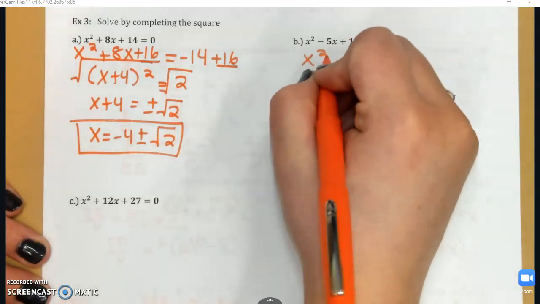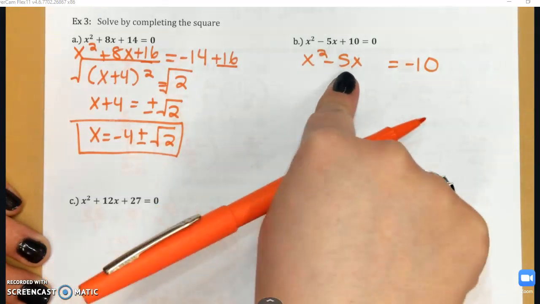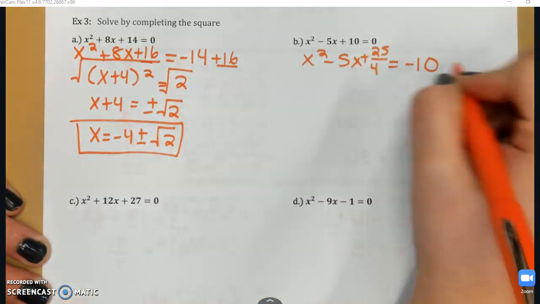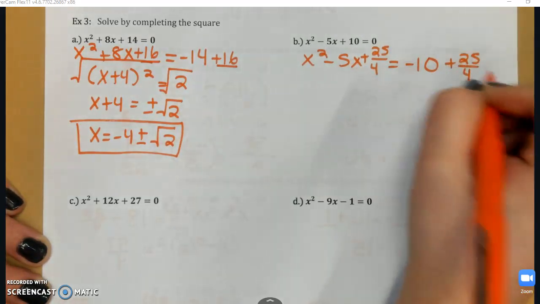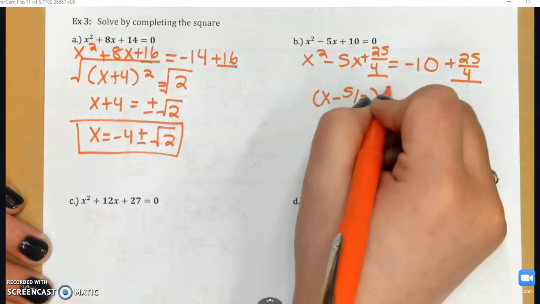All right, let's do this again on part B. I'm going to move my constant to the other side. I want to complete my square. Half of negative 5 is negative 5 over 2. If I square that, I'm going to get 25 over 4. If I add that to both sides, this is going to become x minus 5 over 2 squared.